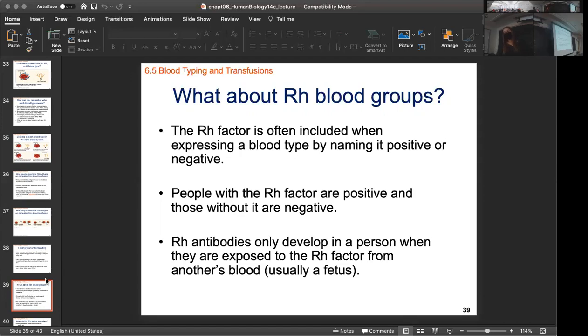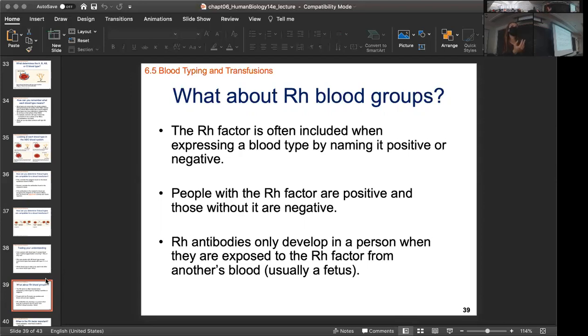The Rh antibodies only develop in a person when they are exposed to the Rh factor from another's blood, usually a fetus. So what's happening in this last bullet point is it's trying to explain how a fetus is attached to its biological mother, and how the blood is kind of being shared.